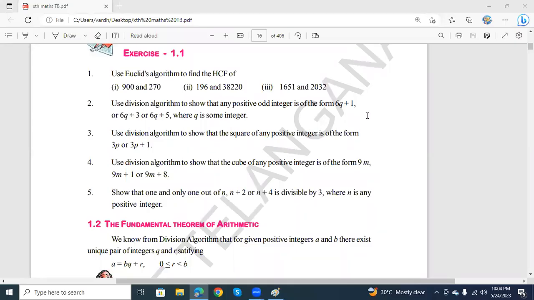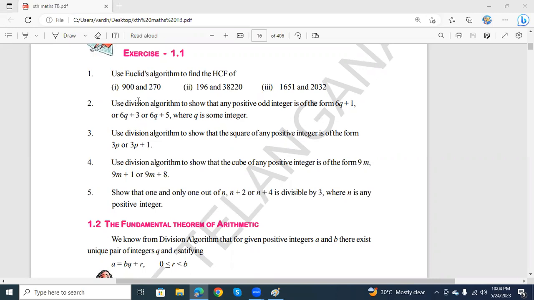Hello everyone. In this video, I'm going to explain question number 2 and 3 from exercise 1.1. Question number 2. Use division algorithm to show that any positive odd integer is of the form 6q plus 1 or 6q plus 3 or 6q plus 5 where q is some integer.